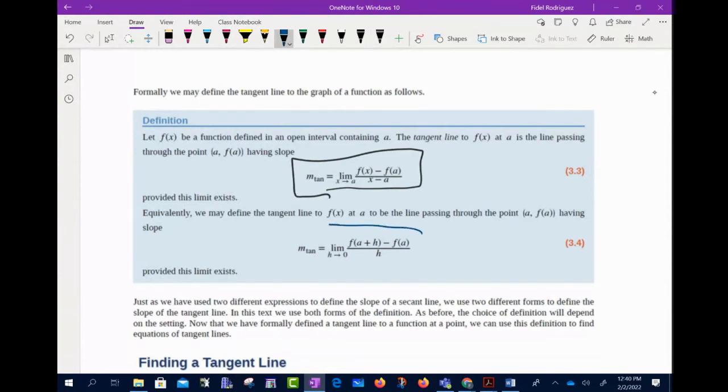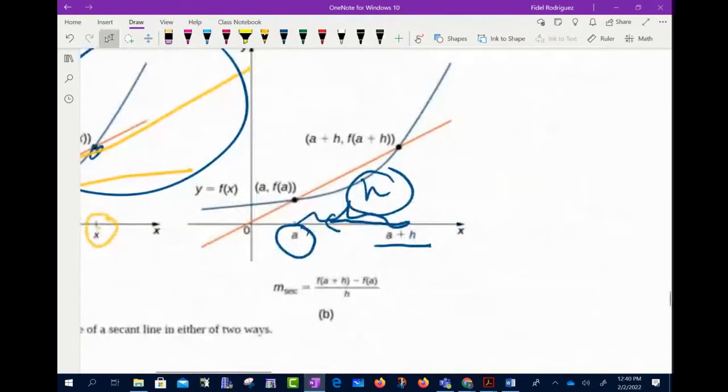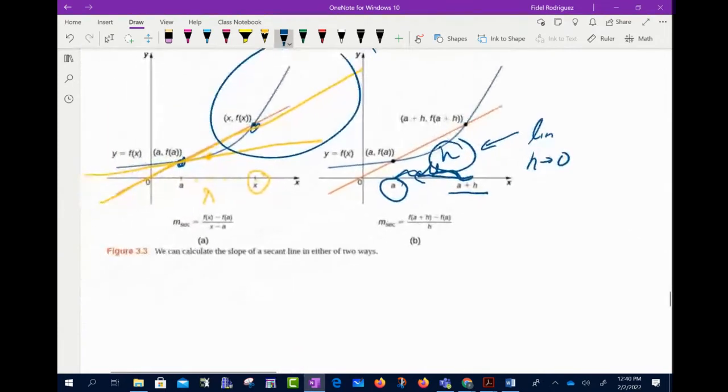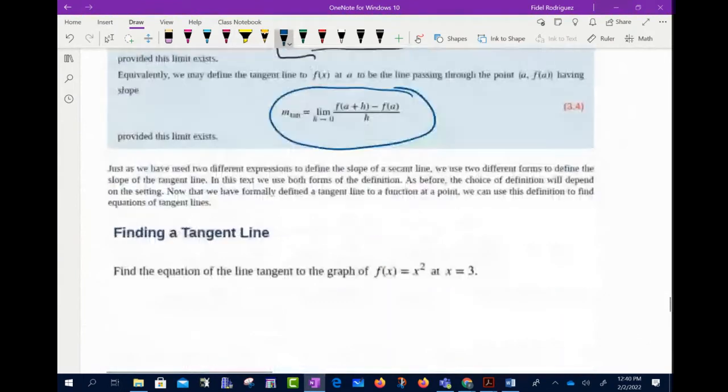Another way we can find the slope of our tangent line is to use the second difference quotient, which is f of a plus h minus f of a, divided by h, and we're taking the limit as h approaches 0. If you remember before, I'm going to scroll back. Here we go. We said the distance here is h. As that distance gets smaller, we're going to be approaching that tangent line. That's in essence what we're saying. So let's see if we can actually apply it to a problem or two.